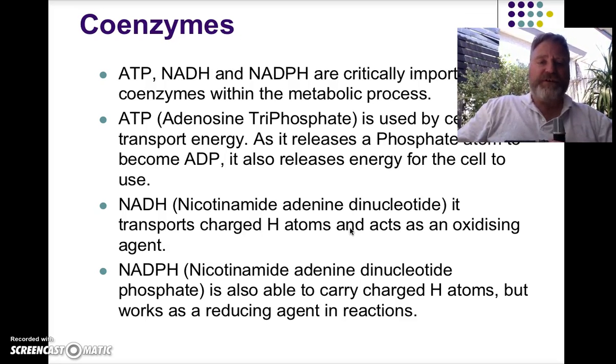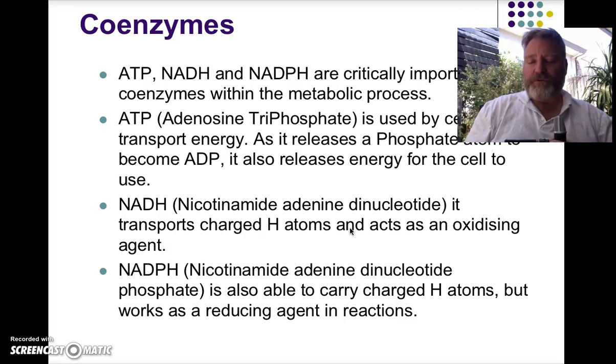NADPH, nicotinamide adenine dinucleotide phosphate. So it's NADP, NAD with a P basically. It is also able to carry charged hydrogen atoms, but it works to reduce. It works as a reducing agent in chemical reactions. So these three are really important coenzymes in the processes of our cells, and we'll look at those in more detail.